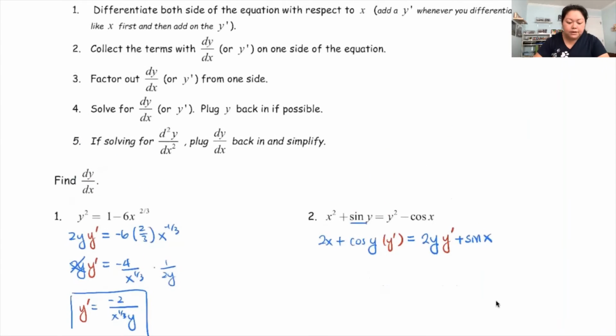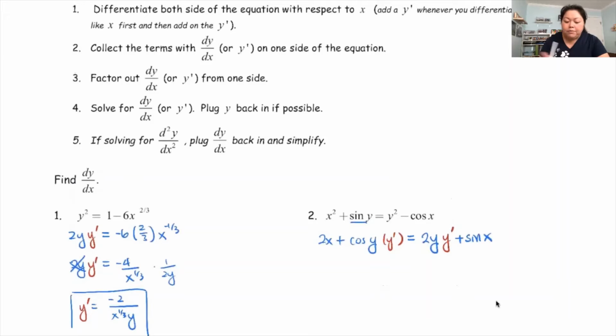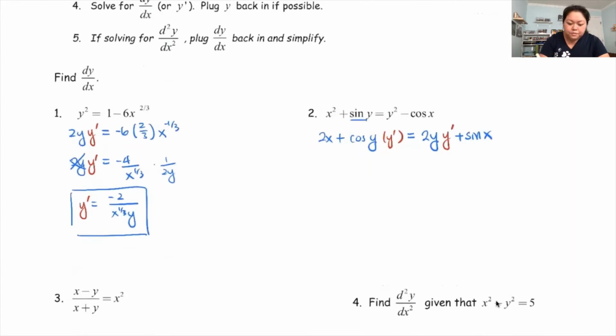So if you follow the steps up here, it says collect the terms of y prime on one side of the equation, and then you are trying to factor it out. First of all, it might be easier to move this y prime to the front of the cosine y, just so you don't confuse it as an argument of the cosine. So I will look at this as y prime times cosine y, minus the other y prime term, y prime times 2y. So I move this one over to the left-hand side.